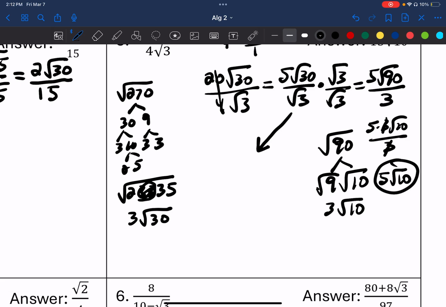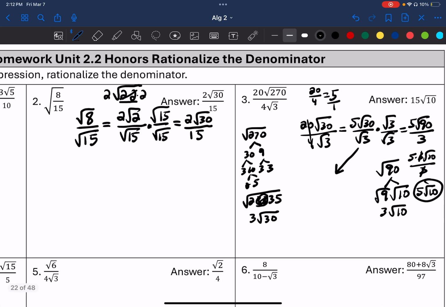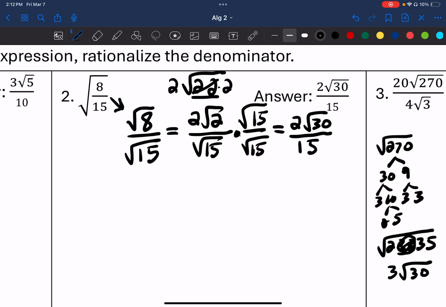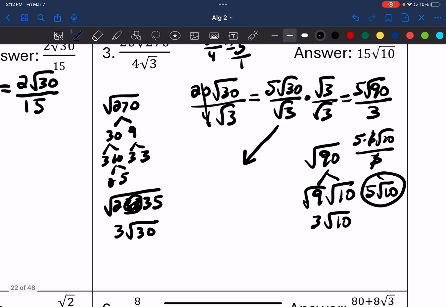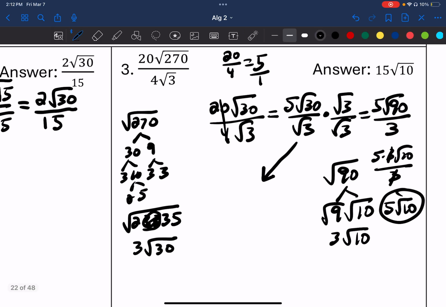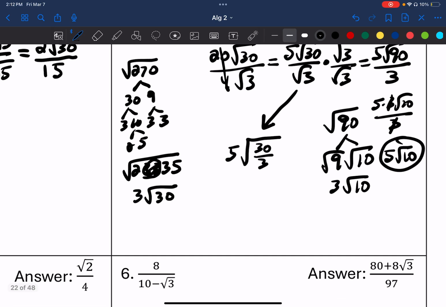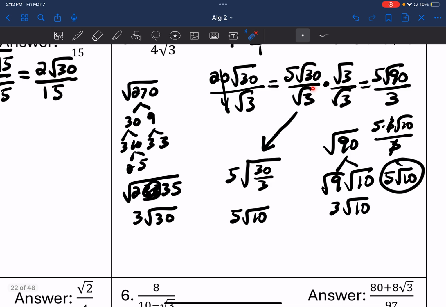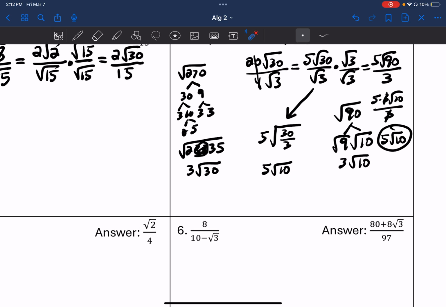So let's backtrack to here. Going back to this problem, notice how our first step was to break it up into two different radicals, right? The square root of 8 over the square root of 15. Well, we have the 5 times the square root of 30 over the square root of 3. Just as we broke this up into two different radicals, we can combine these two into a single radical. 5 times the square root of 30 over 3. 30 over 3 is just 10, so there's 5 root 10. Right, as long as we are applying the properties in the right way, we can apply them in any order, and sometimes we can take shortcuts to get to our answer more quickly.